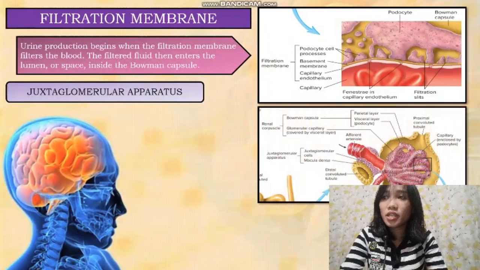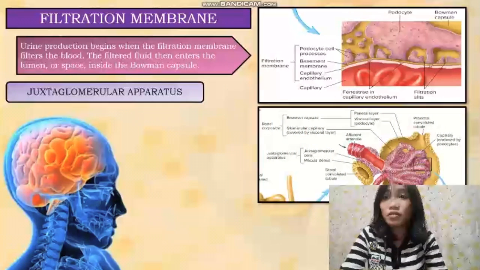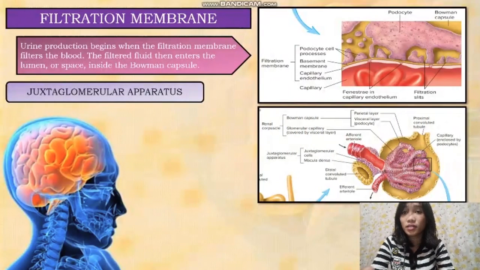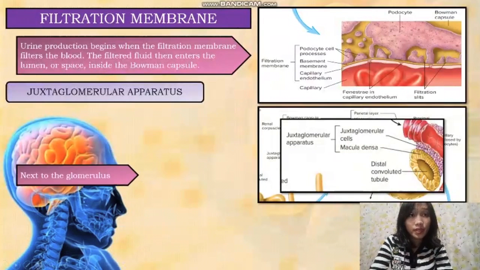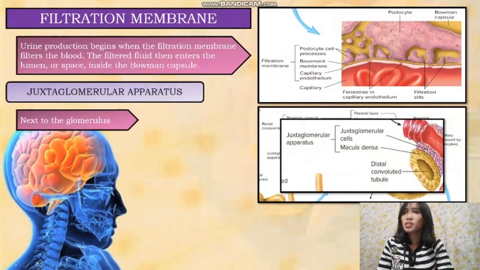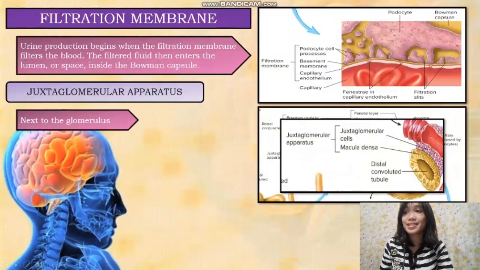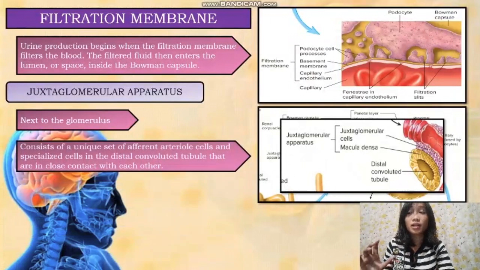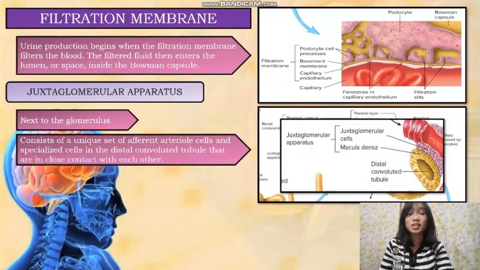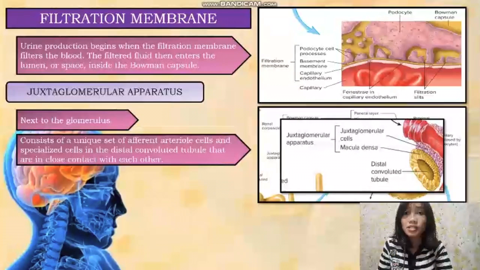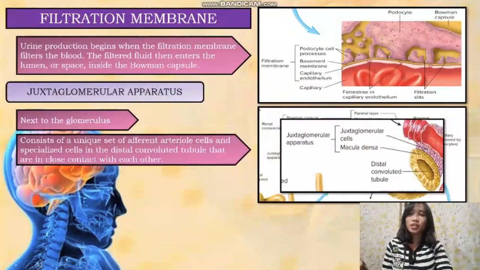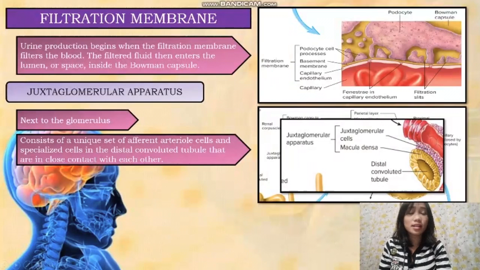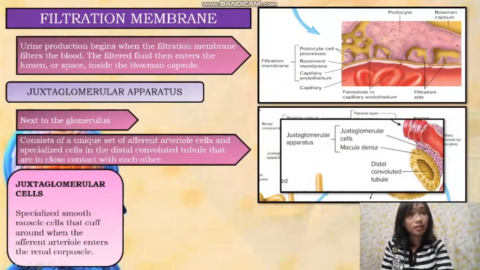Okay, so the juxtaglomerular apparatus is right here, and to take a closer look, the juxtaglomerular apparatus is located next to the glomerulus. It consists of a unique set of afferent arteriole cells and specialized cells in the distal convoluted tubule that are in close contact with each other, and these are the juxtaglomerular cells and the macula densa.